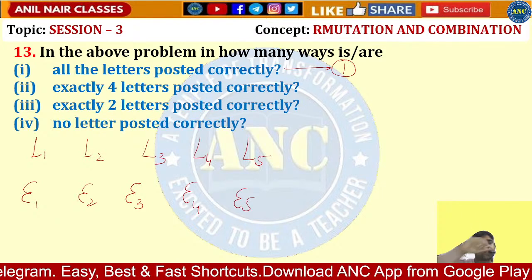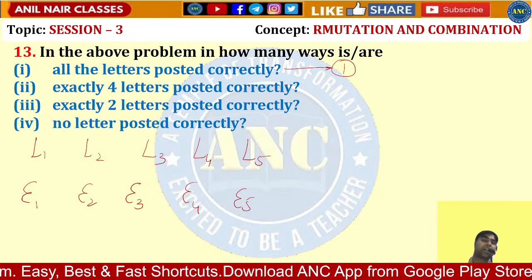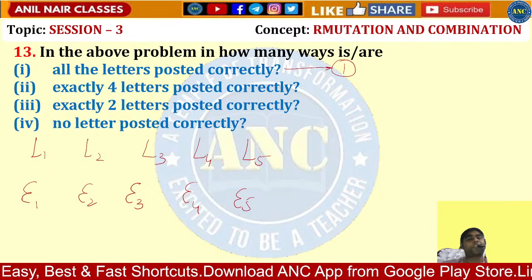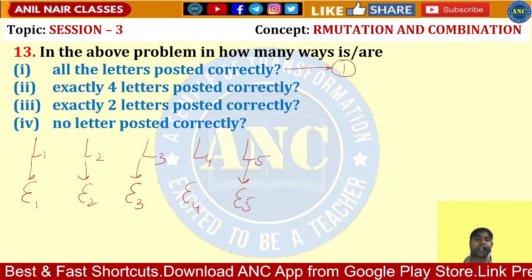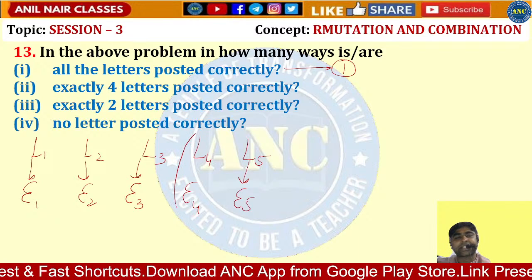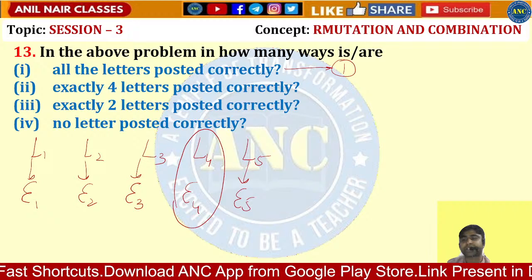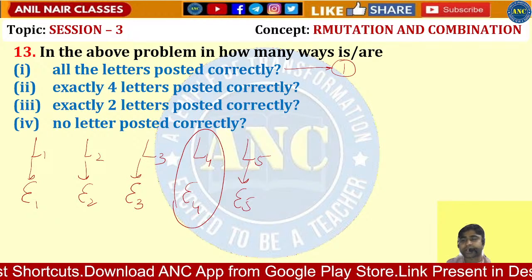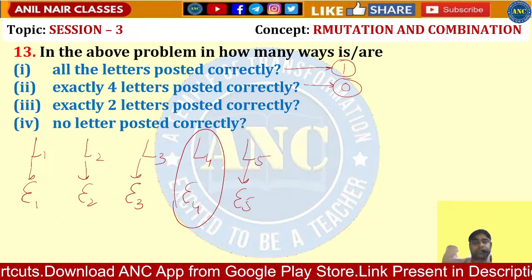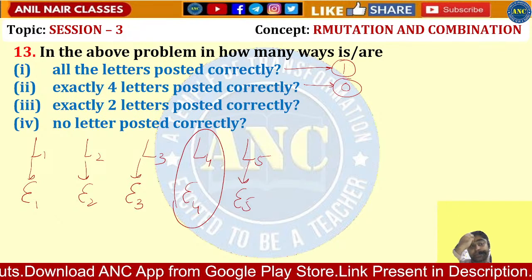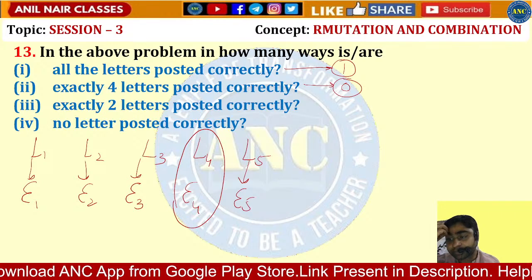Okay. Now, the second part, exactly 4 letters posted correctly. If I am posting 4 letters correctly, how can the last letter be posted incorrectly? Not possible, guys. Understanding my point? 0. Okay. Understanding my point?